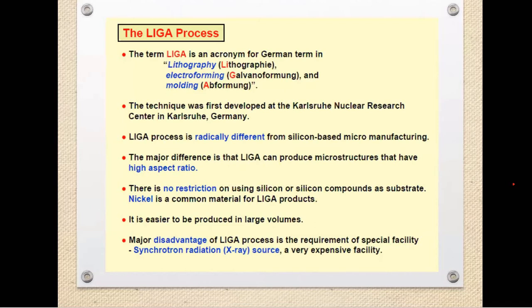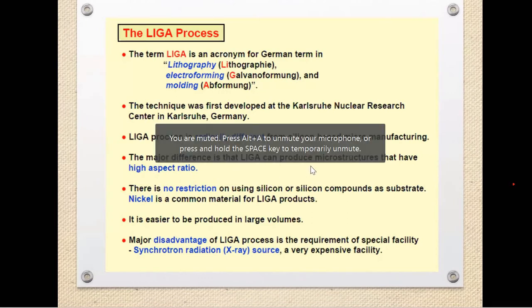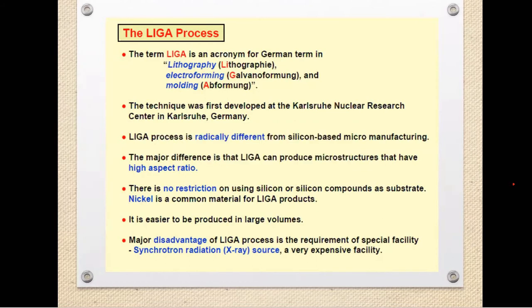So the term LIGA, we have discussed, is a German term, that is lithography, electroforming, and molding. And it first came from a nuclear research plant in Germany. The major difference in the LIGA process is that we are able to produce microstructures that have high aspect ratio. There is no restriction on using silicon and silicon compounds as a substrate, and the most commonly used material is nickel for the LIGA process. It is easier to produce in large volumes. The major disadvantage of the LIGA process is the requirement of a special facility, that is synchrotron radiation, the source of the X-ray.